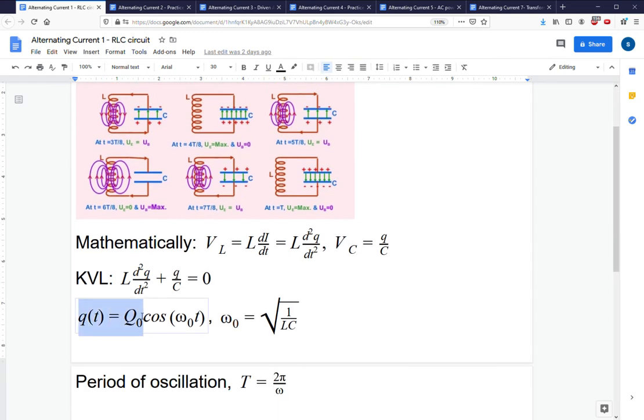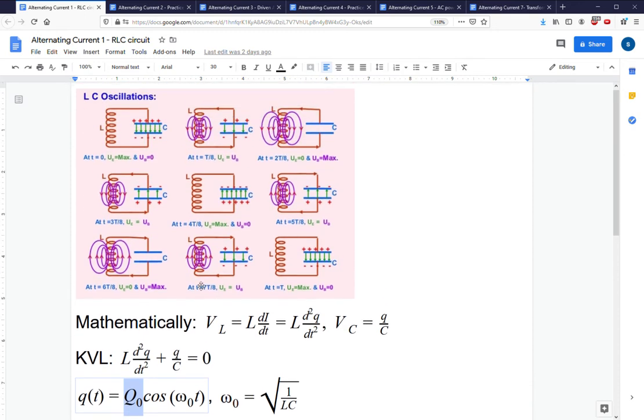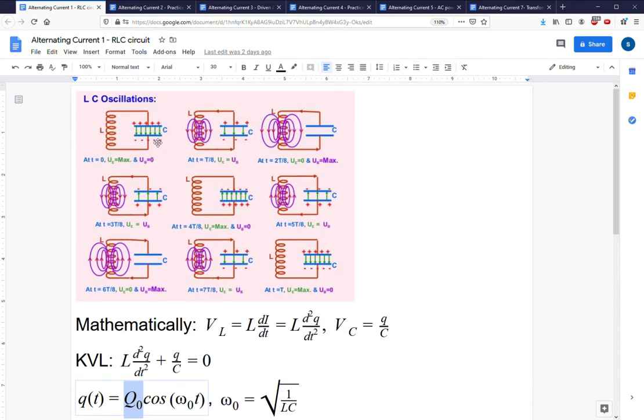Q of t, and it could be charge, it could be current, it could be voltage. I'm going to use charge as this example. Q of t is equal to Q naught times the cosine of omega naught times t. So Q naught represents the amplitude of the charge. In other words, it represents the maximum possible value of charge, such as in this case, the charge on the capacitor.